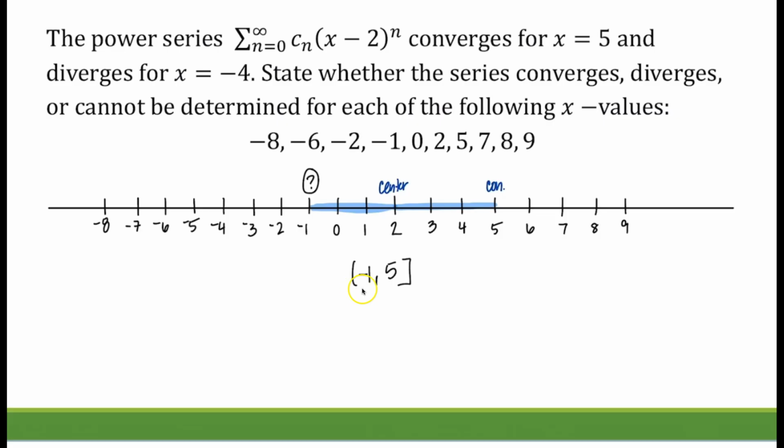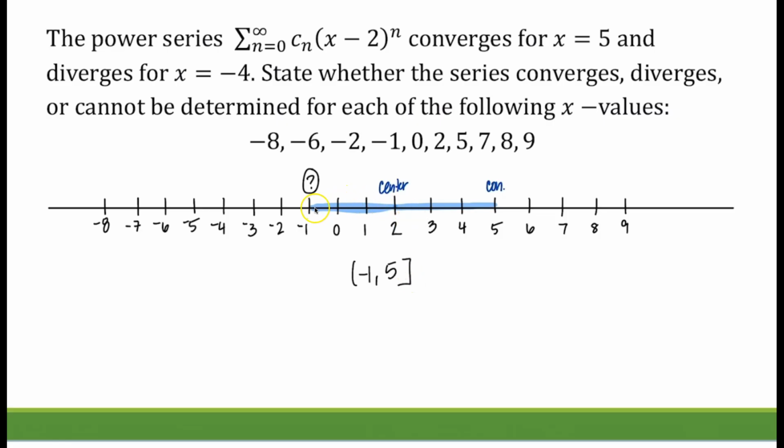So open around -1 and closed around 5. Remember that we don't know what happens at the endpoints necessarily. We are told that we converge at x equals 5, and that's 3 units away from the center. So we know 3 units in the opposite direction, all the way up until -1, it's going to converge, but we don't know what's happening at -1. So the smallest possible interval of convergence is this right here, from -1 to 5.